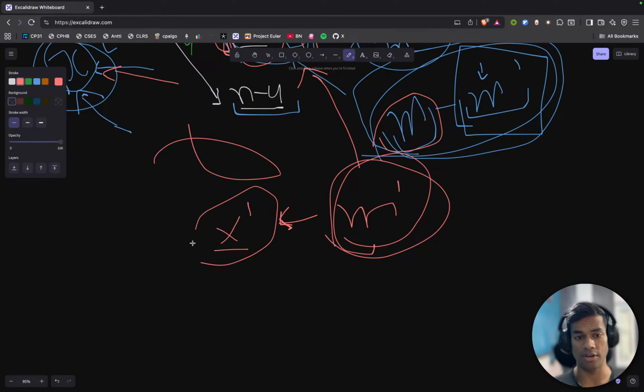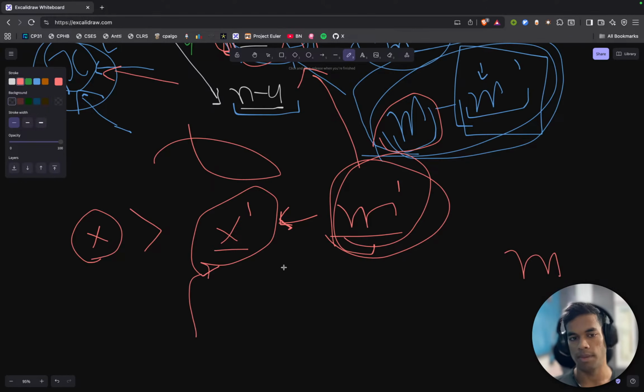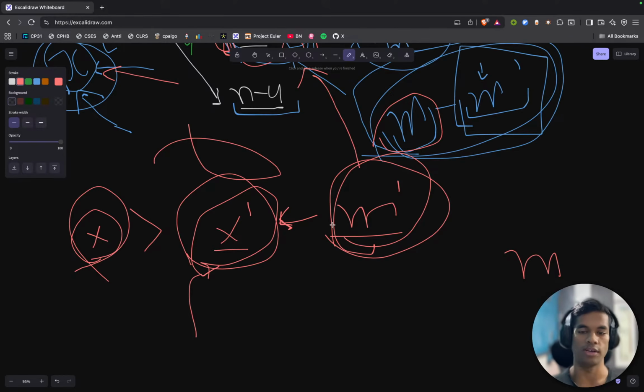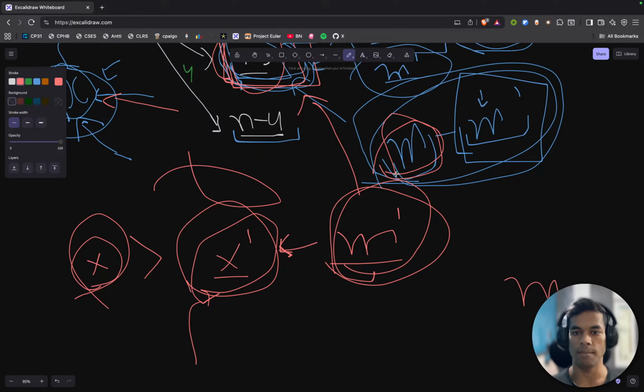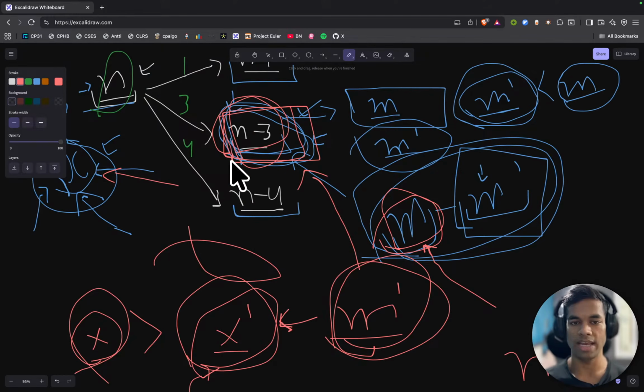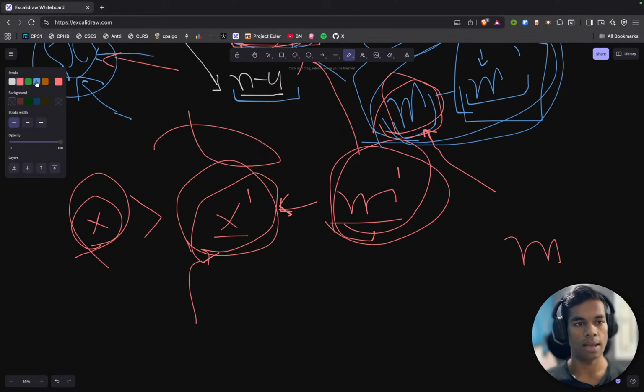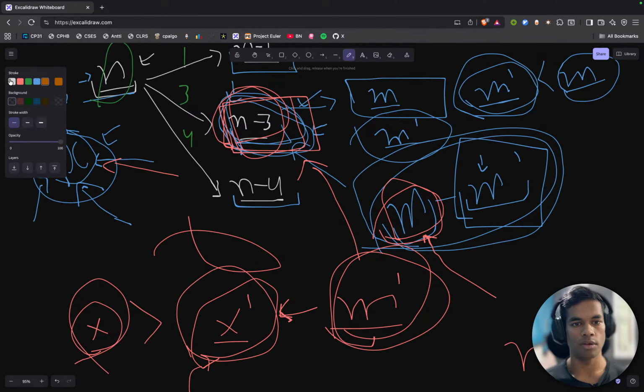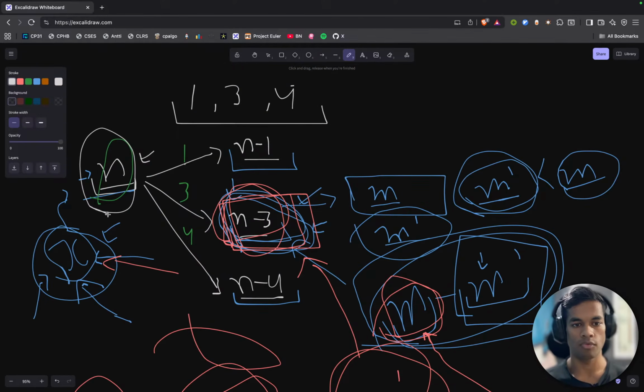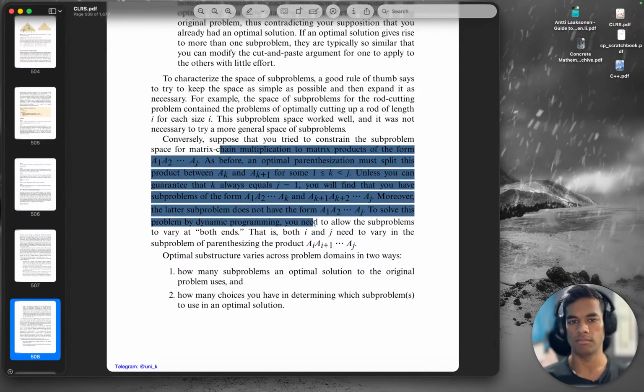And x dash is going to be lower than x, since m dash uses fewer coins than m. Therefore, x dash is more optimal than x. Therefore, by contradiction, we should not have chosen m, which is a non-optimal way to get to a sum of n minus 3 or any subproblem. Therefore, to get to a better solution for any of the given subproblems, we should find the optimal solution to the subproblems themselves. And that, I think, makes sense.